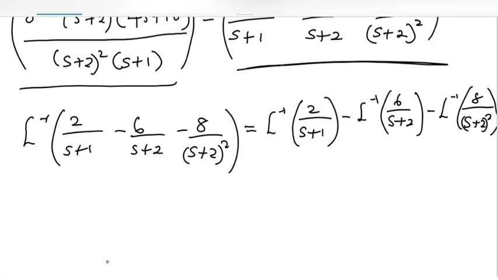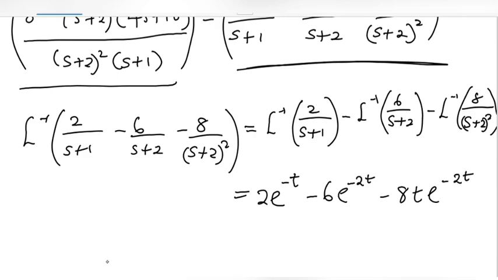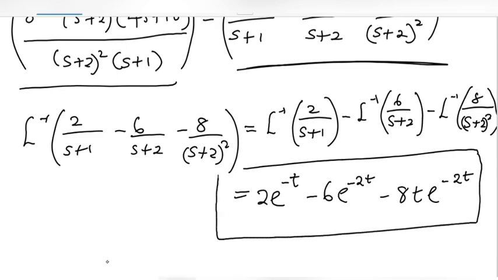And when you bring this down, the first term is just 2 exponential negative t, and then minus 6 exponential negative 2t, and the last term here we're going to have negative 8t exponential negative 2t. And this is the solution to a problem.